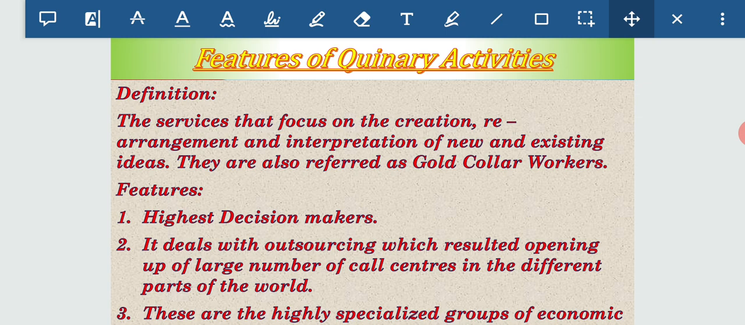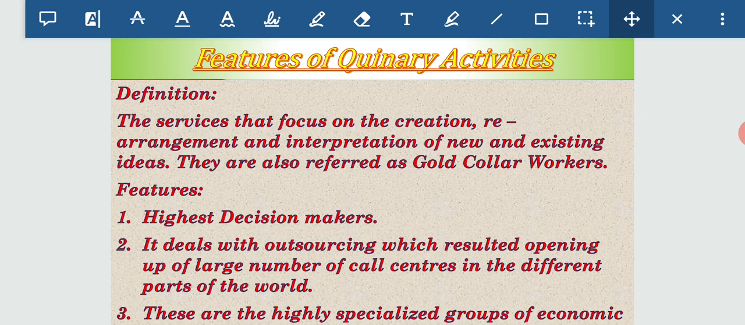Now what is a quinary activity? Actually, the services that focus on creation, something to be created. Already it has been there in the society, it has to be rearranged and interpreted to find new and existing ideas. Some ideas are present. They have to be created once again, rearranged to solve the problems they are facing with the existing ideas or the policy, by doing some sort of research work. That is quinary activities. Now they are considered as gold collar workers.